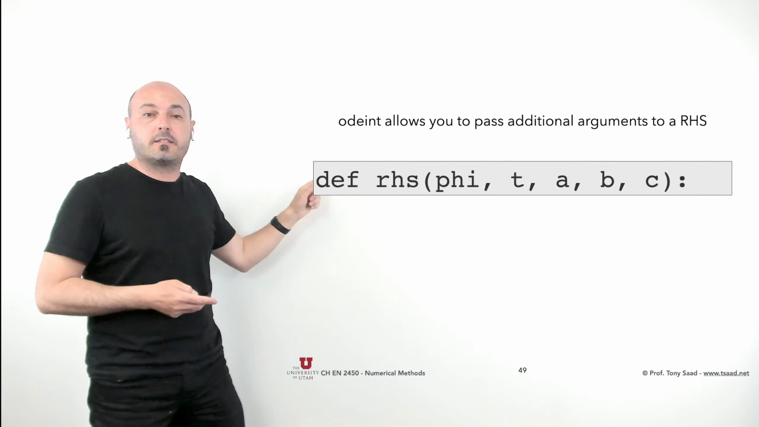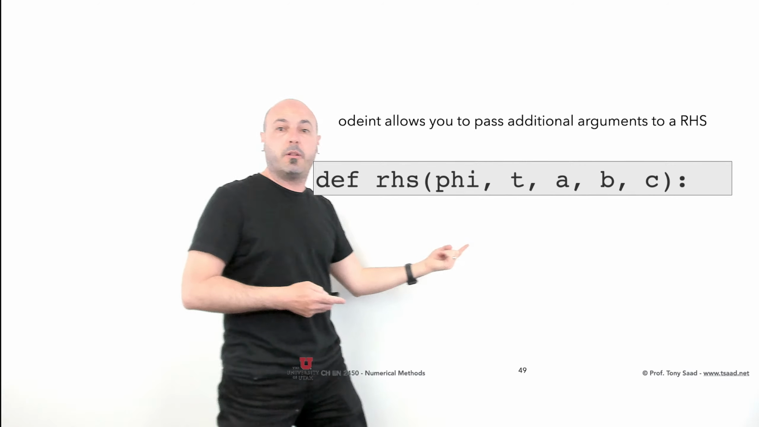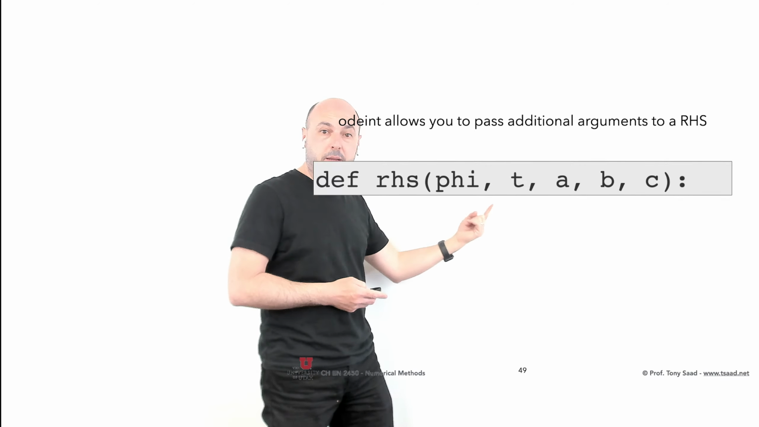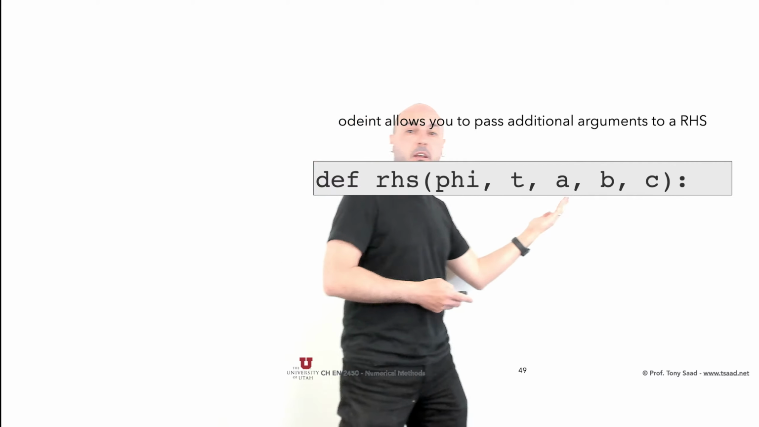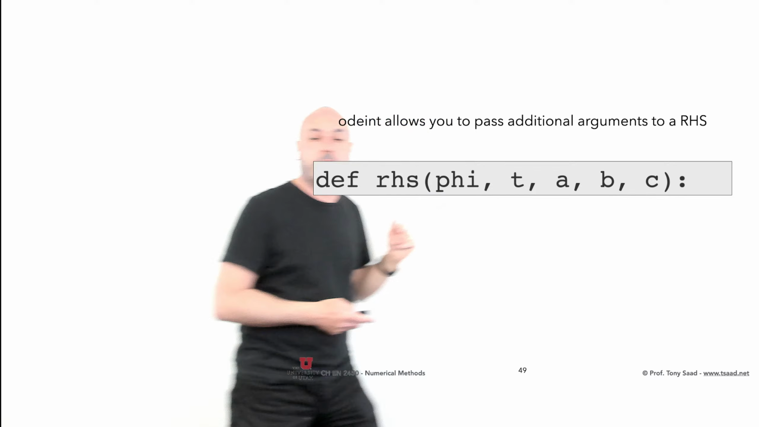You just simply define the right-hand side like this. Always the first parameter is going to be the dependent variable. The second argument is going to be the independent variable. And then the remaining arguments are going to be your additional arguments for the right-hand side.